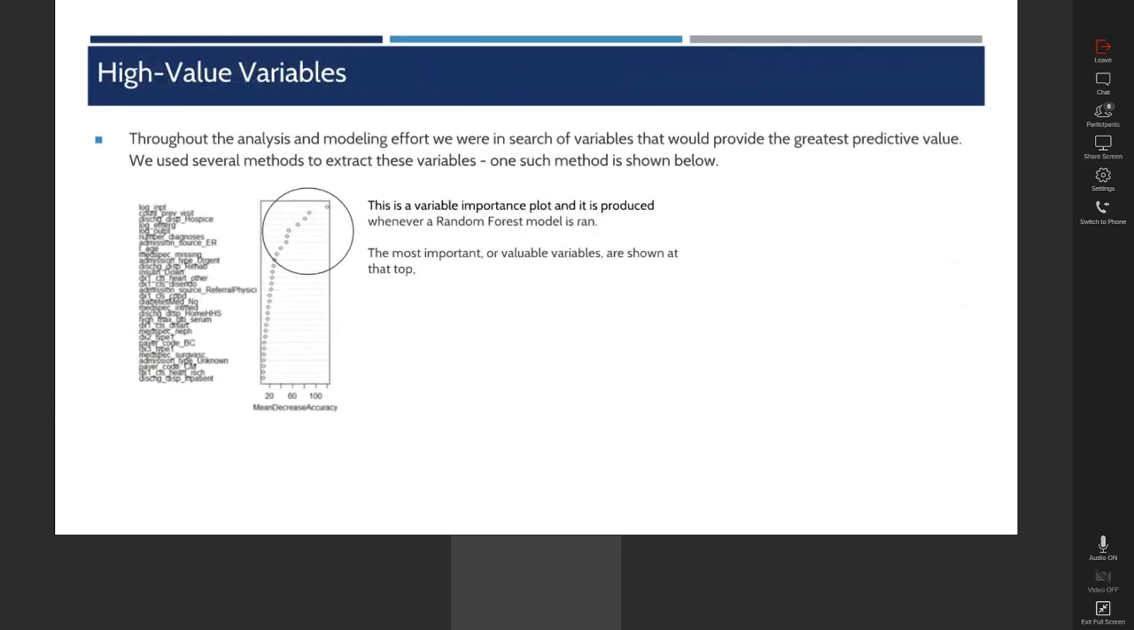So I just want to touch on high value variables, and I'm not going to spend a ton of time here. Throughout the analysis, we were looking for variables that would provide us the greatest predictive value. We used several methods to extract the variables, and one of those methods is shown below. This is a random forest variable importance plot, and the most important variables are shown at the top. I'm showing this slide to point out that throughout our analysis, we're constantly looking for those high value variables. Keep those in mind as we move forward. When I'm doing the closing for modeling, I will touch on a couple of those high value variables and some projects that we recommend for them. Next slide, please.